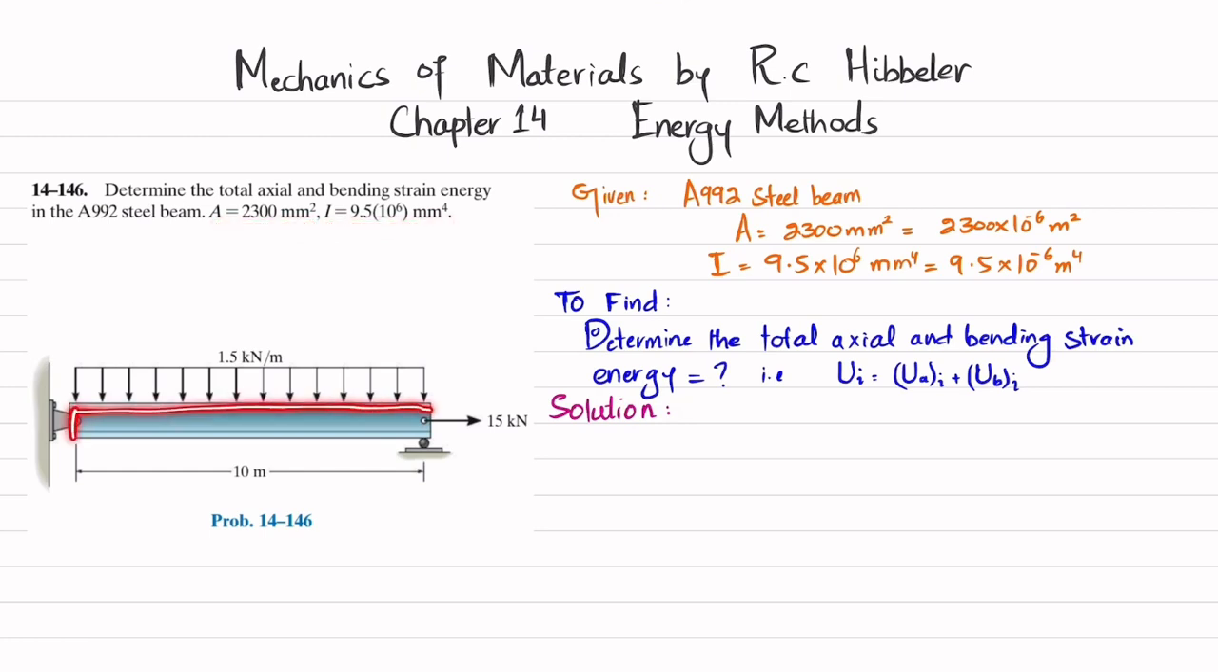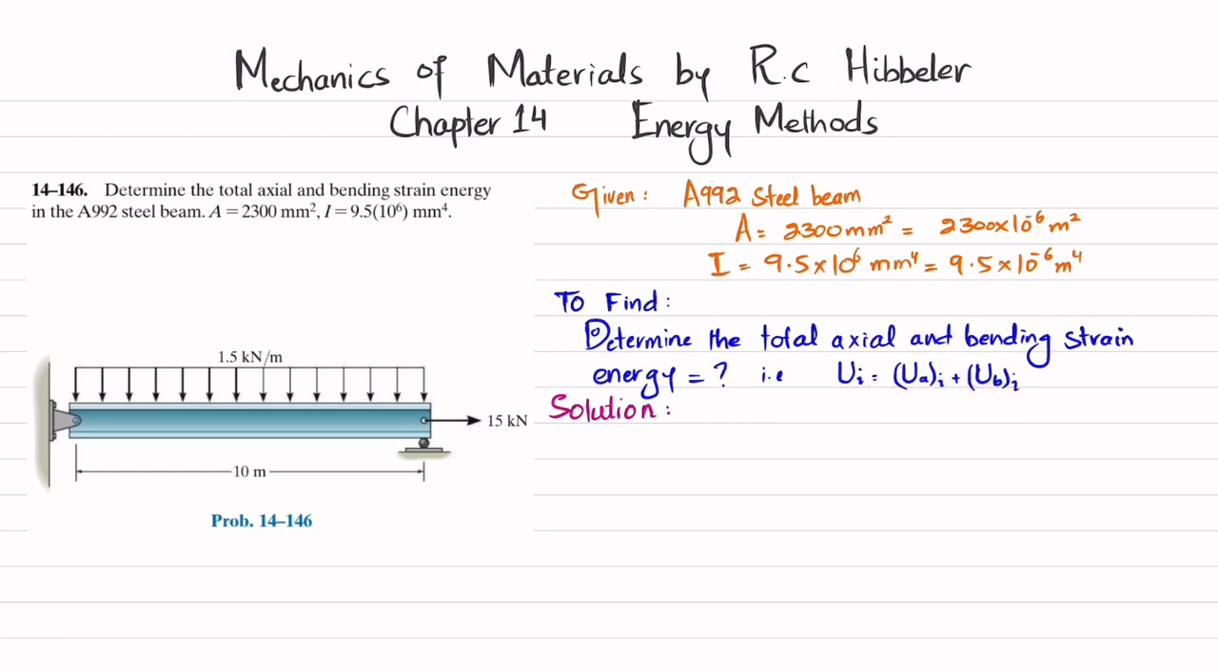So you can see this is the beam. There is a pin support at this point, clear, and there is a roller support at this point. The horizontal force is 15 kilonewton and there is a distributed load of 15 kilonewton per meter over a length of 10 meter. So you have to determine the total axial and bending strain energy. So we'll find the axial strain energy and we'll find the bending strain energy, and then we will sum these two to get the total strain energy due to bending and axial. So let's start with the solution.